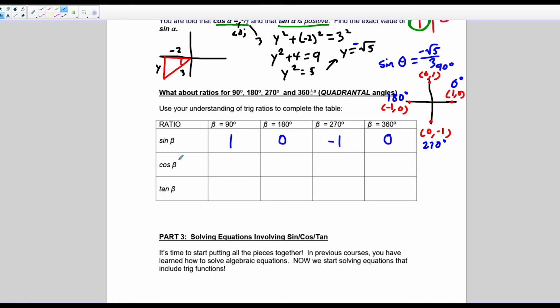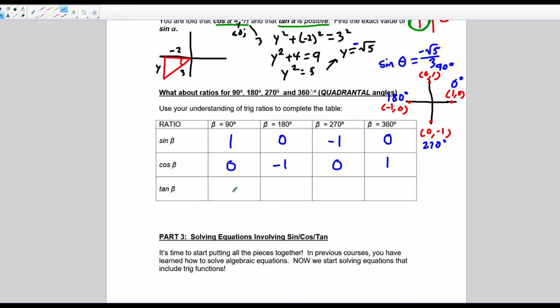Looking at cos of beta, remember that's going to be determined by our x value of each ordered pair. So at 90 degrees, we are at 0. At 180, we're at -1. At 270, we're at 0. And then back to 360, we are at positive 1.